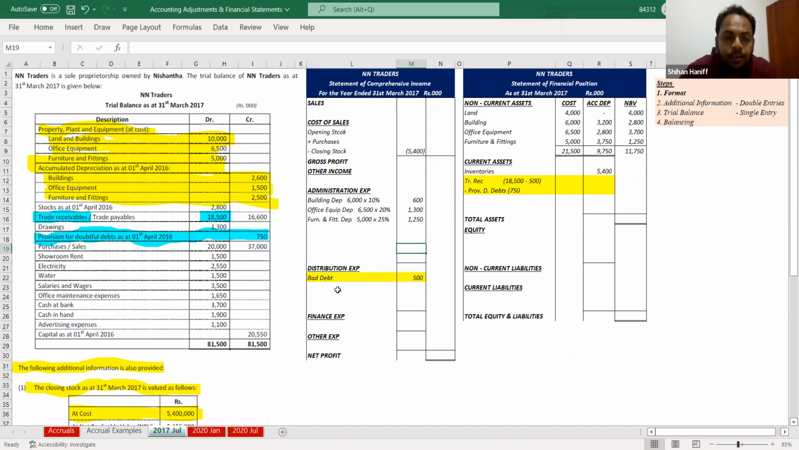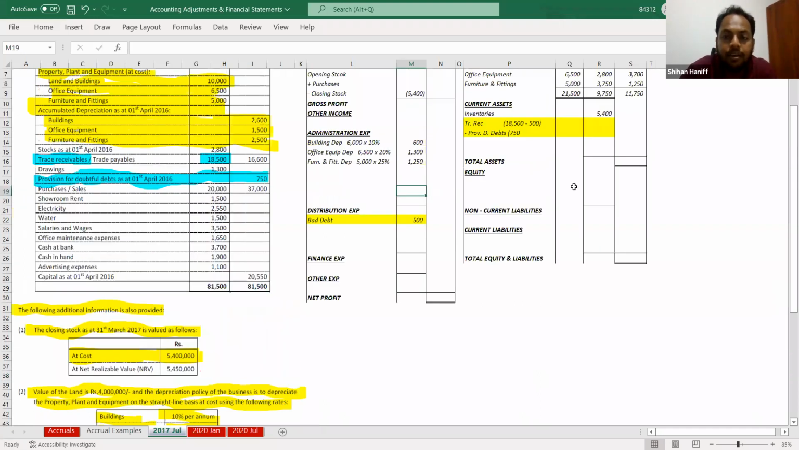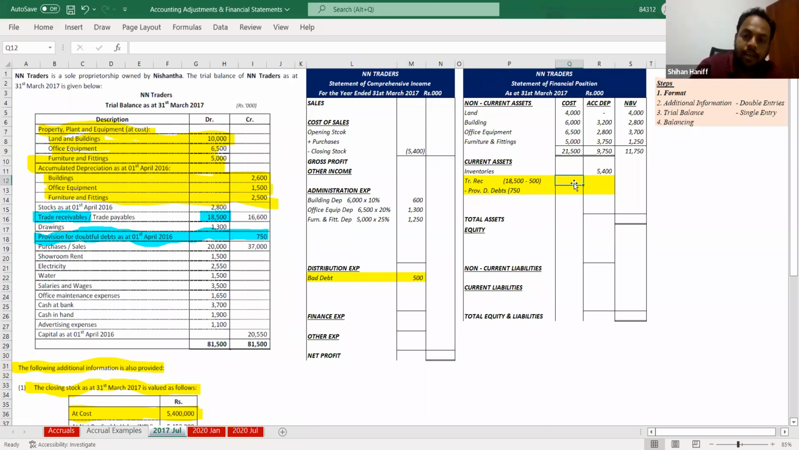Then from the net value, the general provision is 5% on the remaining trade receivable. So this is 18,000.